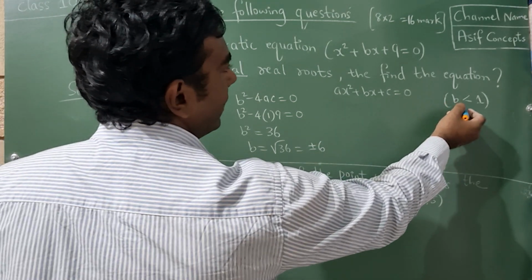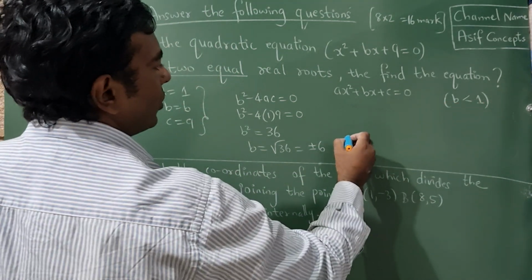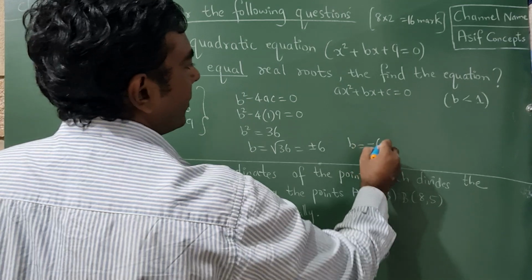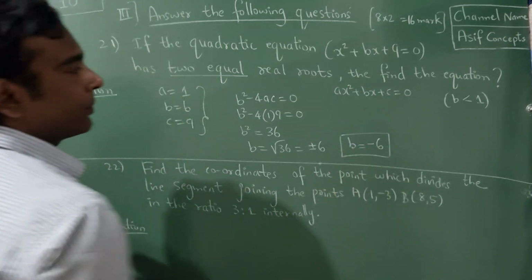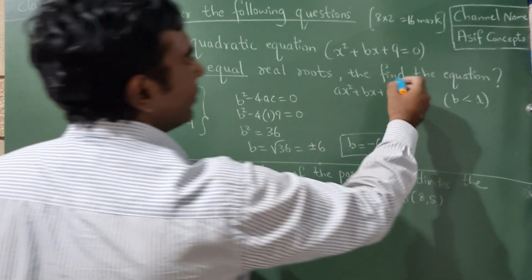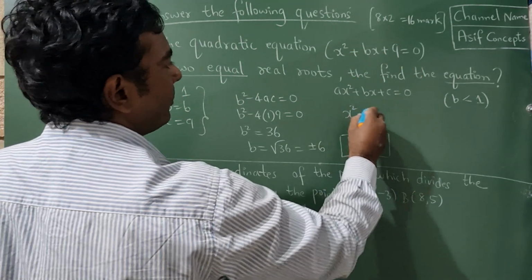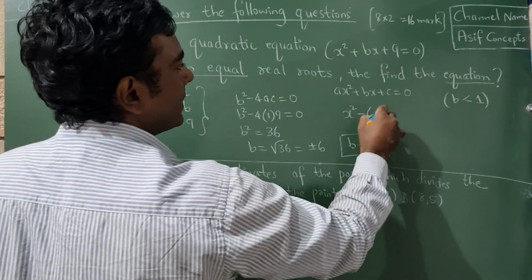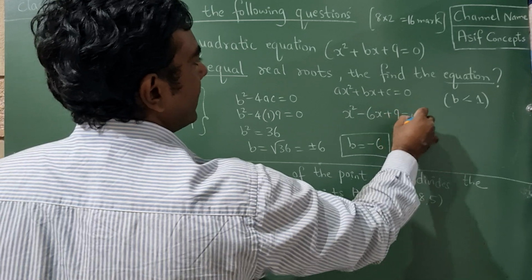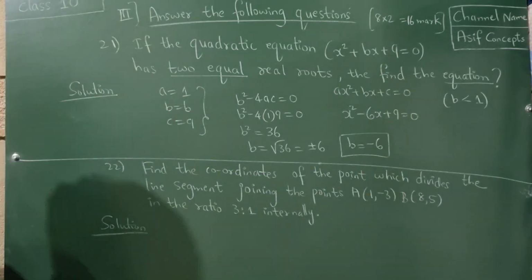Since they have given here that b is less than 1, I have to consider b as minus 6, right? Now I have to write the equation. So the equation will be x square minus 6x plus 9 is equal to 0.